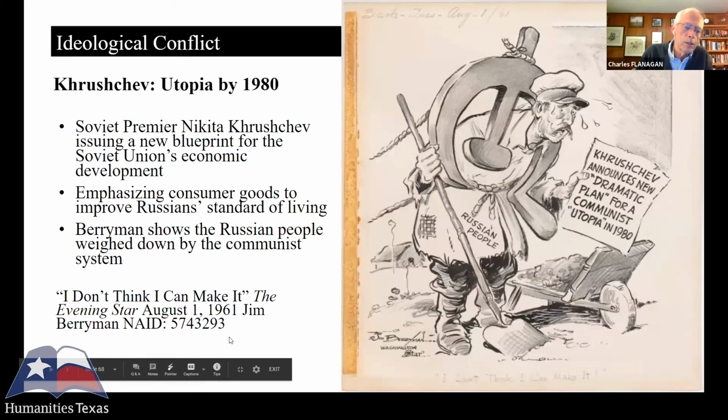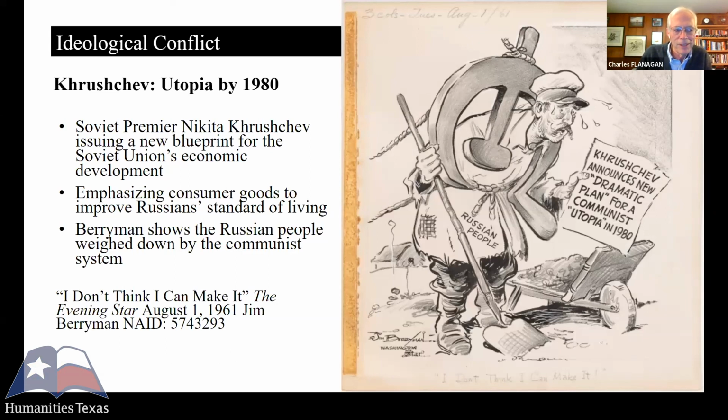But there's a whole new dimension in terms of ideology. There was the kitchen debate in the late 50s, and this notion that Khrushchev is going to lead the Soviet Union to build a workers' paradise. He says he's going to bury the United States. And in 1961, excuse me, he says he's going to have utopia by 1980. And you can see Berryman's skeptical response. Khrushchev announces new dramatic plan for a communist utopia, and the Russian worker, weighed down by communism with that hammer and sickle over his shoulder, says, I don't think I can make it.